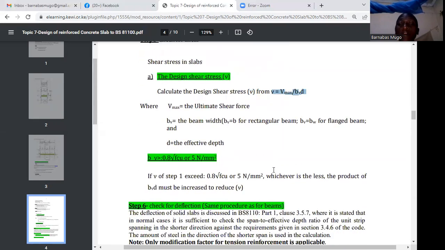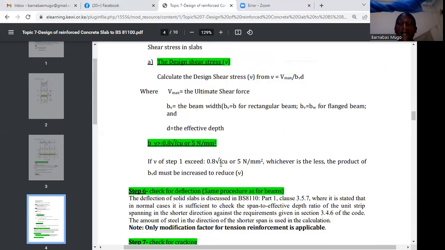Then from there, we need to compare V with 0.8 root of FCU or 5 Newton per millimeter squared, whichever is less. Remember, that is exactly the same thing that we did in the design of a beam. After comparison, you need to check which is smaller between 0.8 root of FCU and 5 Newton per millimeter squared. The one that is smaller, you are then supposed to compare with V. Then the procedure continues as we did in case of the beam.